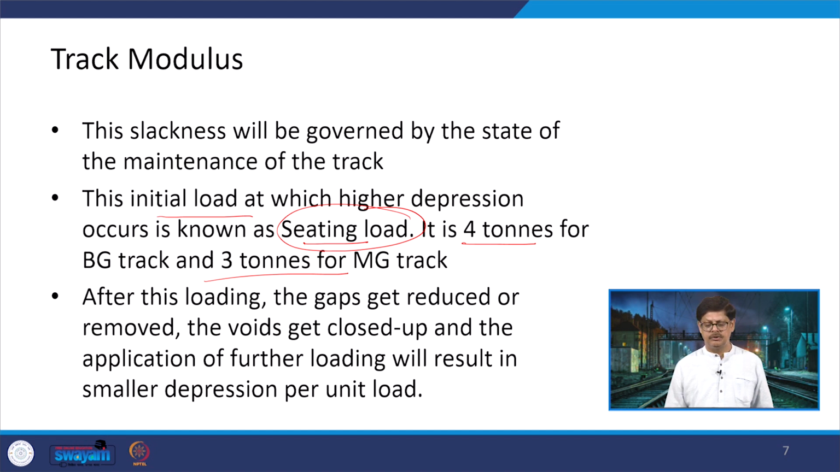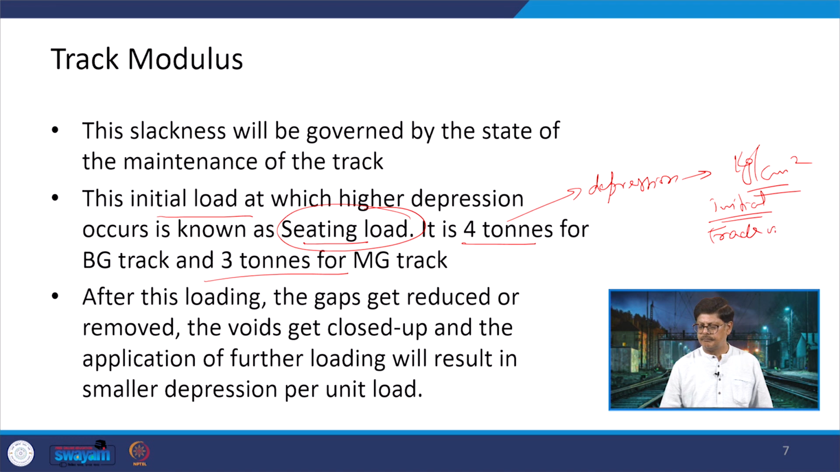So, at this particular load, whatever is the depression, and if this depression is being taken in terms of the values which are being taken as kg per centimeter square, then that is the track modulus and this is the initial track modulus. Now, after this loading, the gaps have got reduced or maybe there are no gaps being left. Similarly, if there are voids, they will get closed up because the aggregates will come nearer to each other, and the application of further loading will result in a smaller depression per unit load. So, now it is a change.